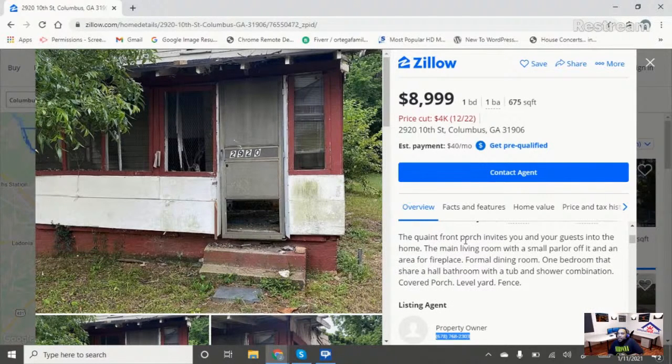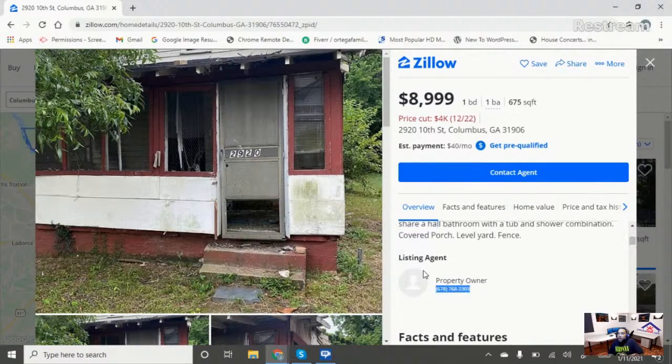All right, so that's the next thing. You're going to look at the language. You're going to look at the listing provided by or the listing agent. Make sure there's no picture. Make sure there's no weird real estate license numbers.